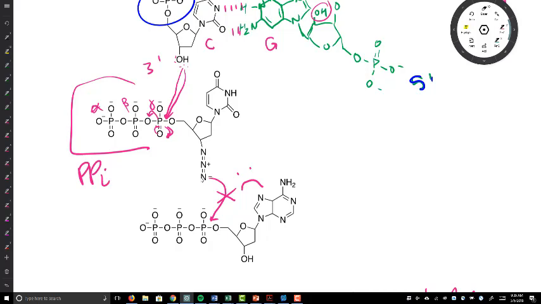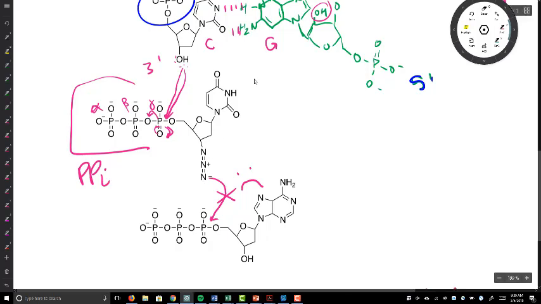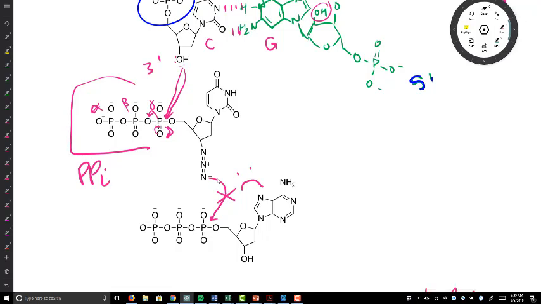And the way this works is viruses would incorporate this into their genome, and then they wouldn't be able to continue replicating their genetic information, and so it would kill the virus. But AZT was hard to take because it had really crappy side effects. So why would this be a problem? Why would this cause bad side effects for someone taking this drug?